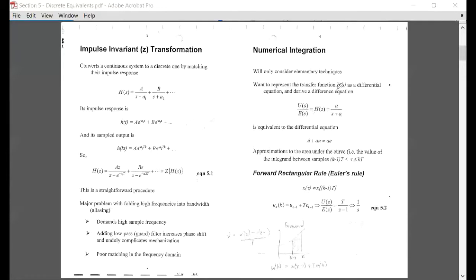We will now look at some numerical integration techniques of converting a continuous system to a discrete one. So let us consider a transfer function H(s), where H(s) is equal to U(s) over E(s), and let's say it's given as a over s plus a. The first thing that we need to do is convert the transfer function into a differential equation form, and I can show you how this is done.